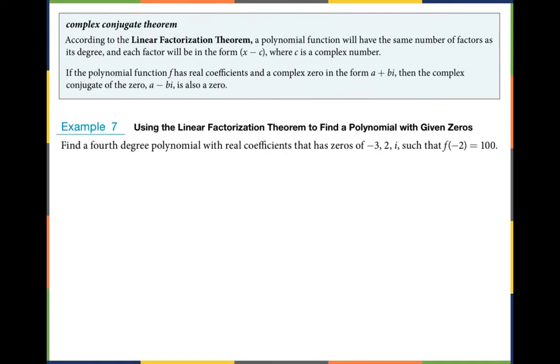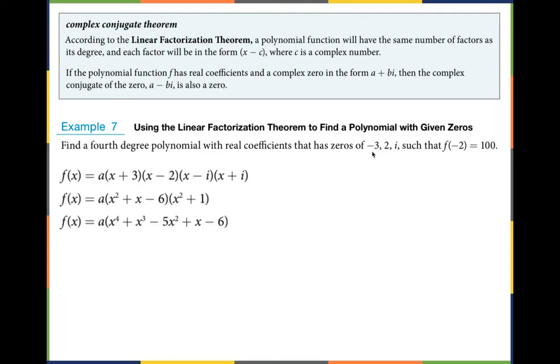All right, so let's do this one. Find a 4th degree polynomial. So what does that tell us? It's going to have 4 zeros with real coefficients that has these zeros such that f of negative 2 equals 100. Okay, so they give us 3 zeros. We know there's 4. What's the 4th one going to be? Well, we know if we have one complex 0, an i, so we know its complex conjugate is also going to be a 0, which would be negative i.